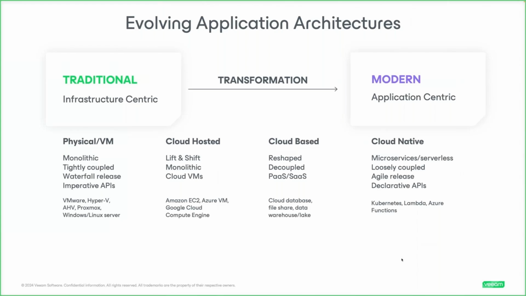And then instead of going all the way to cloud native, we can start to reshape those applications. So this is where we start to decouple some of those services, but we don't fully decouple the application. And that might be going to things like PaaS. So again, a cloud database, maybe Azure SQL or Azure Cosmos DB. Maybe it's Amazon RDS or DynamoDB. Maybe we're leveraging different file shares like Azure Files or Amazon EFS or FSx. Maybe we're going to things like data warehouses or data lakes. So Azure Data Lake Storage Gen 2. Good example there, but more of a stepping stone towards that cloud native approach.